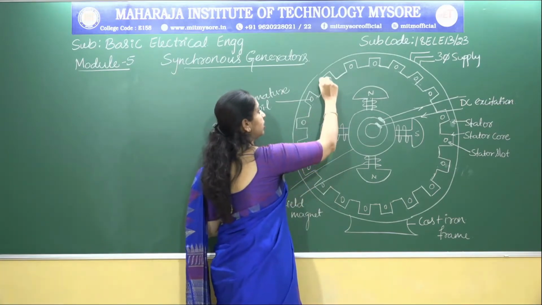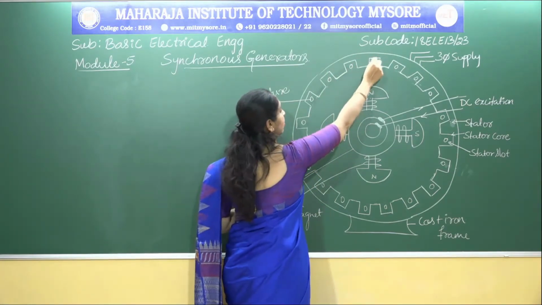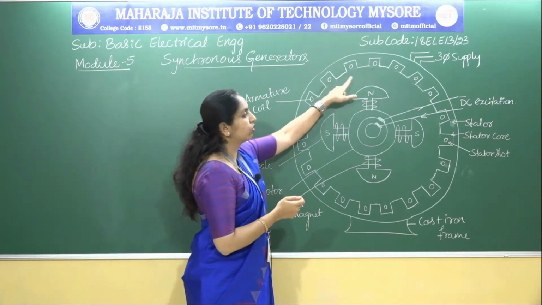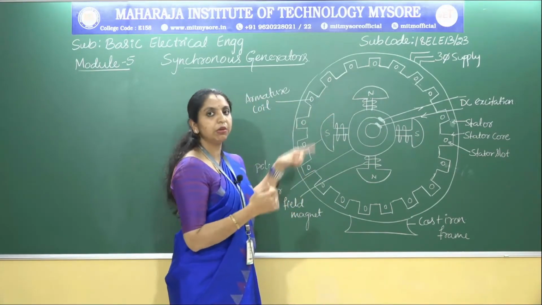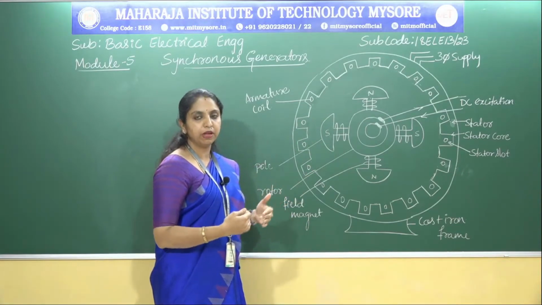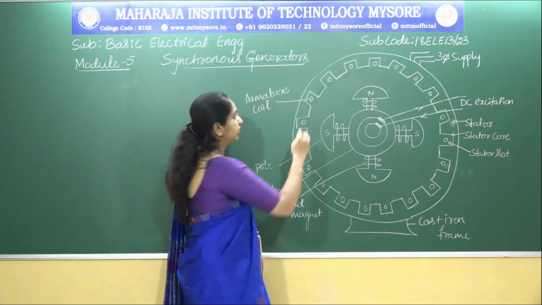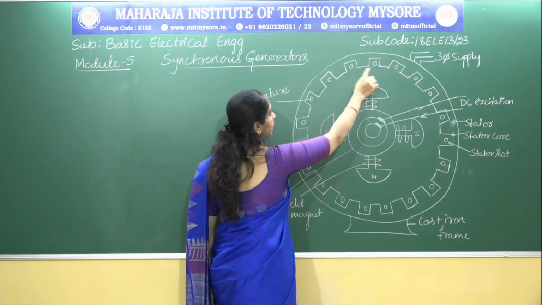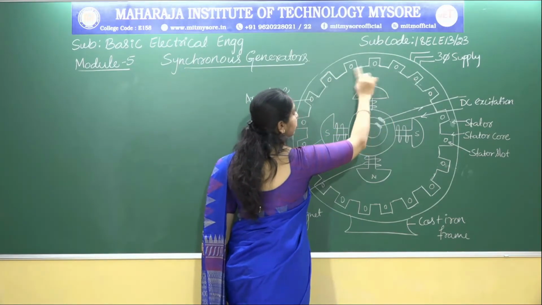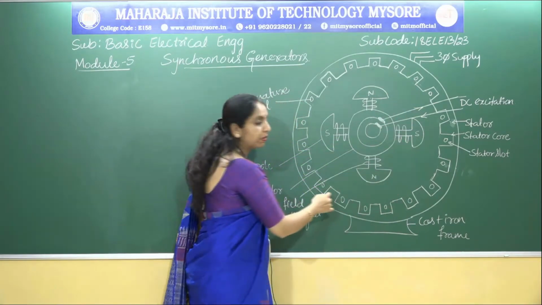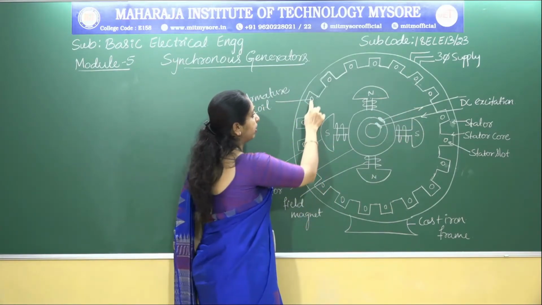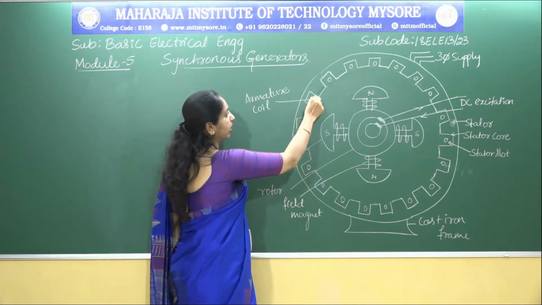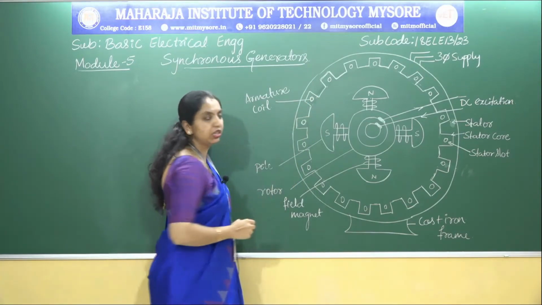So as you can see here, these are the open slots on its inner periphery. Here you can see there are open slots, or what we consider semi-open slots, on the inner periphery of the stator. This part is open because this part we call the inner periphery. You can find the open slots or the semi-open slots on the inner periphery of the stator core, where we can accommodate the armature coil.